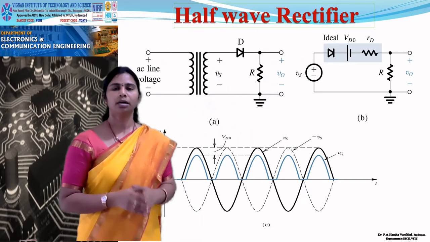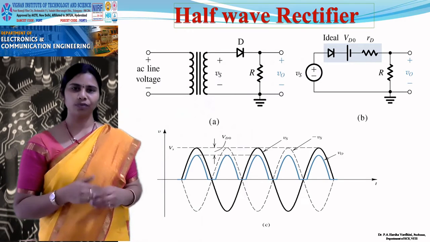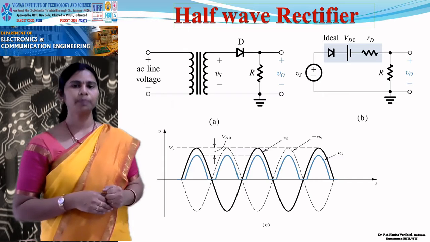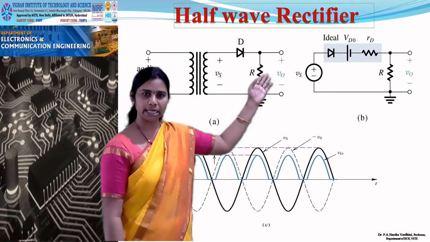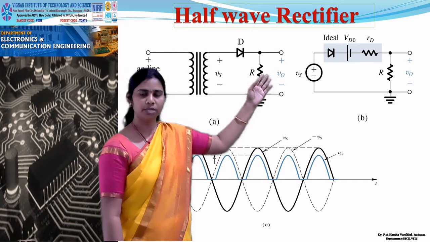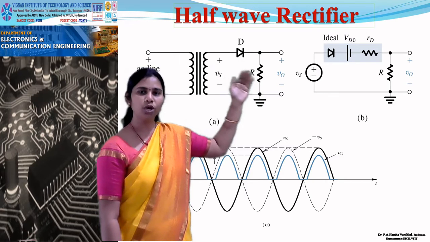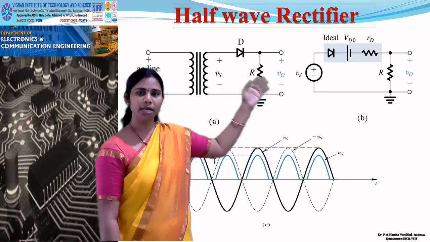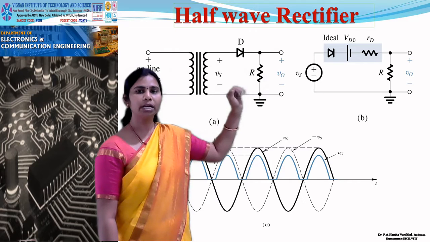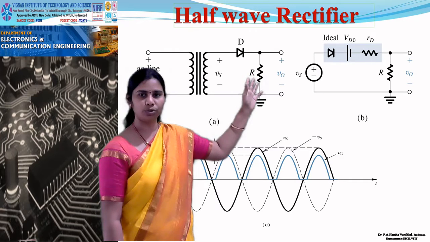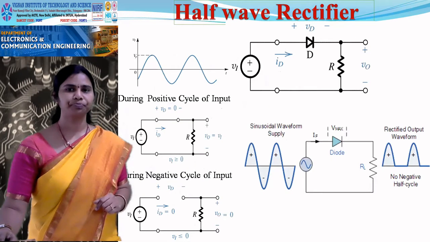So let us consider that you have applied a sinusoidal AC signal from the 240 volts mains to the primary of the transformer. Let us check how this circuit will operate and what output is taken across the load resistor. The load resistor is a symbolic representation of whatever load you have connected. It can be a motor, it can be a mobile, or a DC battery, wherever you need DC voltage, that can be connected as load to this half-wave rectifier output. Now let us see the operation.